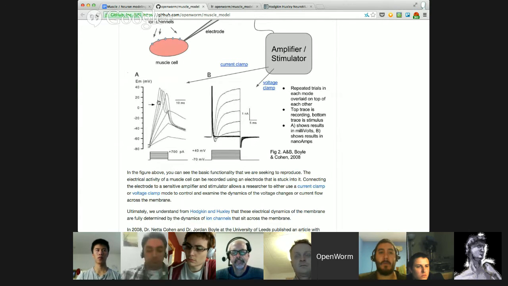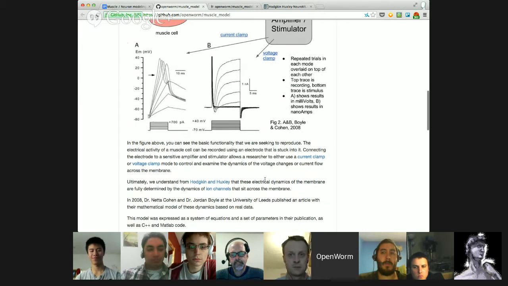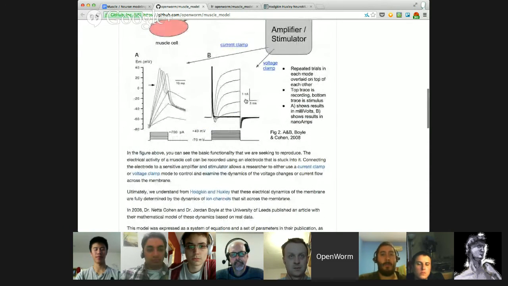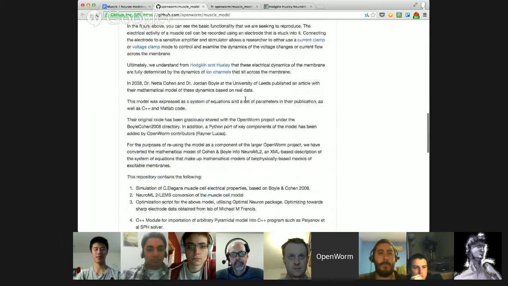And the fact that these are all overlaid, you'll remember, is because we do a bunch of repeated trials. They're all overlaid on top of each other, so it's showing you stimulations at different levels and what comes out in the current clamp mode. Same thing here with voltage clamp. It's setting the voltage at a level for a period of time and then turning it off, and they're all overlaid on top of each other. So in this repo, this is where we have different versions of the mathematical model that tries to reproduce these dynamics. That's the whole point of what we're trying to do.